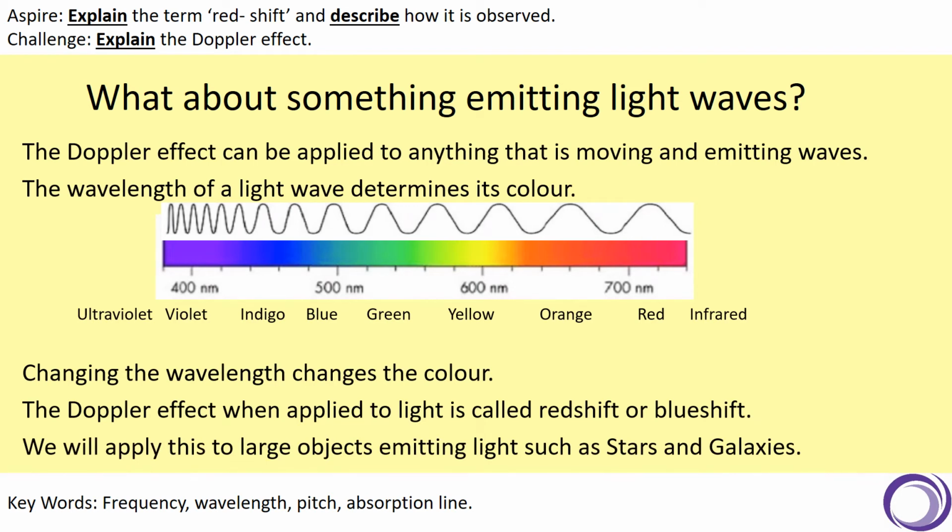And in cosmology, astrophysics, we'll be applying this to objects that are emitting a lot of light, like stars and galaxies, otherwise it'd be quite difficult to see them because we're normally observing things that are quite a large distance from us.